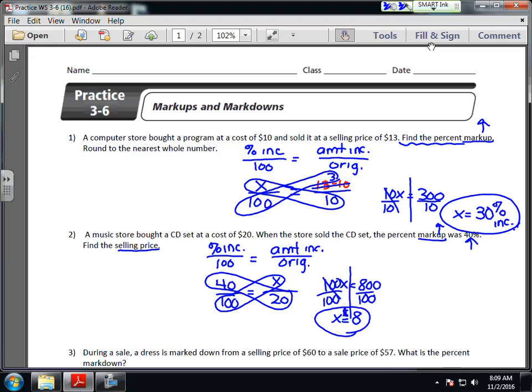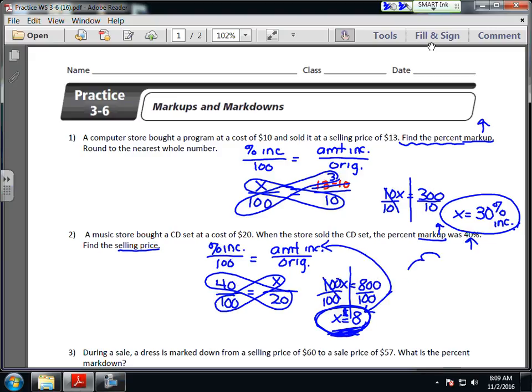Now, we have to make this make sense. It says a music store bought a CD set at its cost of $20. So the music store actually bought that CD for 20 bucks. They want to make some money. When the store sold the CD, did they sell it for $8? Does that make sense? The store would buy it for 20 and then sell it for 8? No, because this isn't the selling price. This is the amount of increase. This is the amount they marked it up.